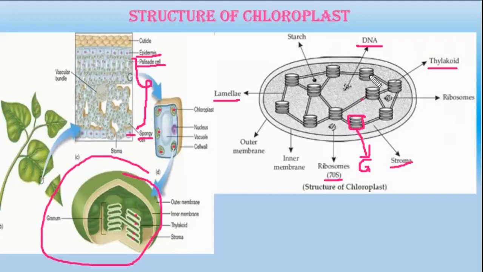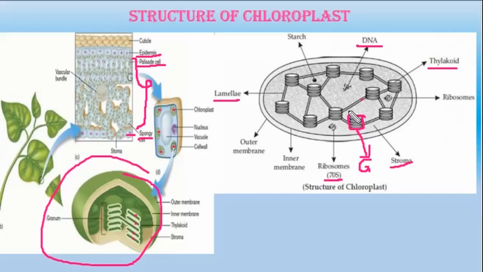So remember, the stroma is the site of dark reaction of photosynthesis, because the various enzymes required for the dark reaction are present in the stroma of the chloroplast. For example, you can recall the enzyme rubisco. This rubisco is present in the stroma of the chloroplast. So this is about the structure of chloroplast.